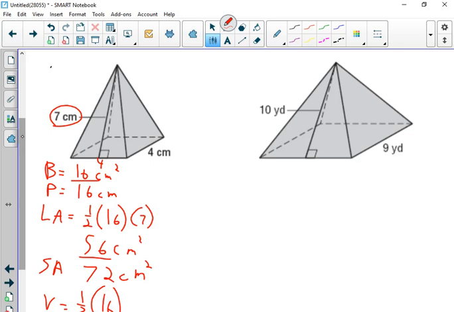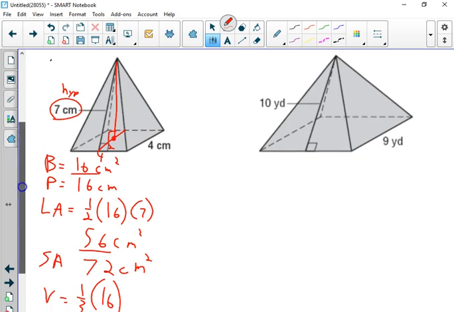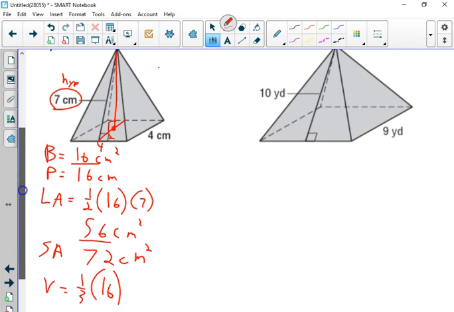Okay, so what we need to do is drop an altitude down to the center. And then we're going to make a triangle right here. Now, that's a 90-degree angle right there, which makes 7 our hypotenuse. And this is going to be 2. Why is it going to be 2? Because it's 4 all the way across, so it's half the length. So that's 2. Now we're going to use our old friend Pythagoras to say 2 squared plus b squared equals 7 squared. So that's 4 plus b squared equals 49.